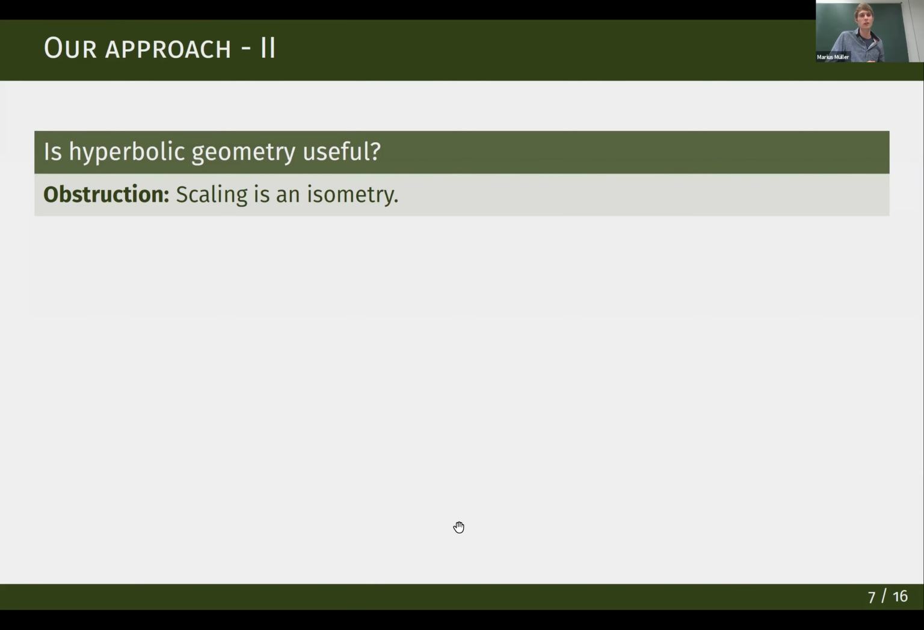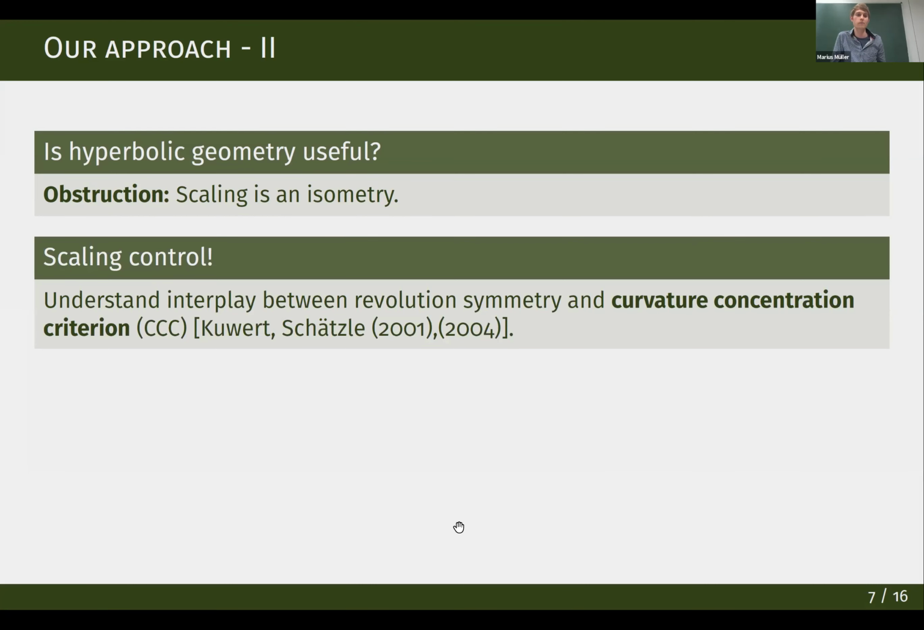And this is an obstruction to dealing with this Willmore flow just in hyperbolic geometry, because one definitely has to exclude that the surface is scaled up or scaled down. The Willmore flow could theoretically do that, so we need some scaling control. And for the scaling control, one needs to work a little bit more. We had to leave the hyperbolic world again to obtain this control.